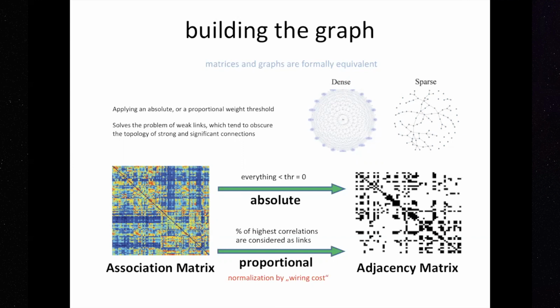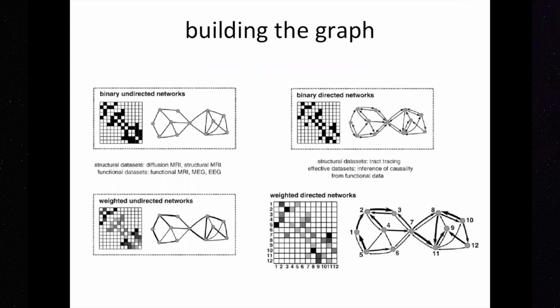And we speak here of normalization by wiring cost, because assuming that everyone has the same number of nodes in the network, everyone would then still have the same number of connections if you apply this proportional threshold, which would make subsequent interpretation of your results easier and, in my opinion, only feasible.